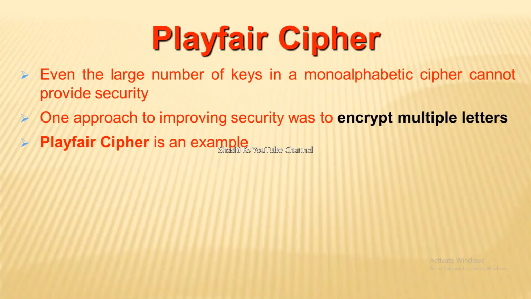So in order to avoid that, one approach followed in substitution ciphers is to encrypt multiple letters of the plain text at a time. That is one method. And the other method is to use multiple cipher alphabets. Either you encrypt multiple letters in the plain text at a time, or you use multiple cipher alphabets in the ciphertext. So with that, we come to the next type of cipher, which is the Playfair cipher.